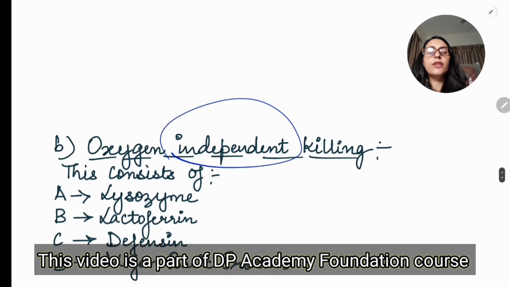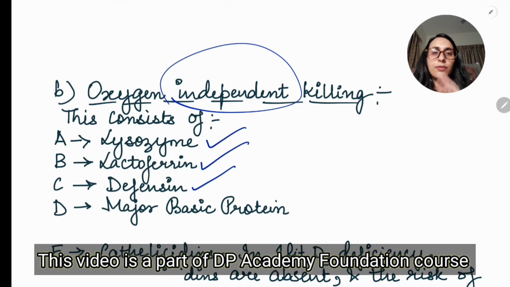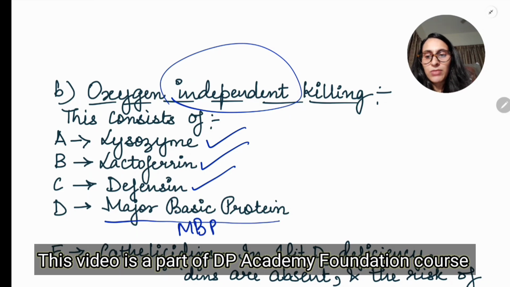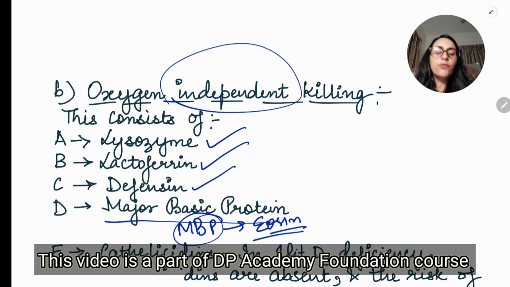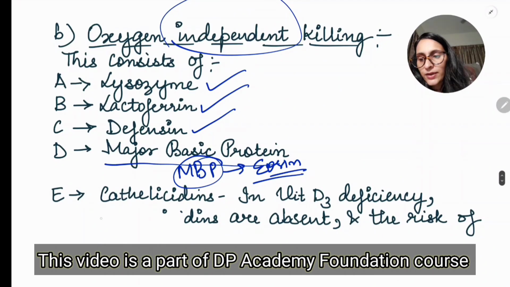Another one is oxygen independent killing. Without the help of oxygen, you can kill the bacteria with the help of lysozyme, lactoferrin, and defensin. And the most important one, that is major basic protein, MBP, is released by eosinophils. And we know that eosinophils are the ones that are used to fight parasitic infection. And we also have cathelicidin.